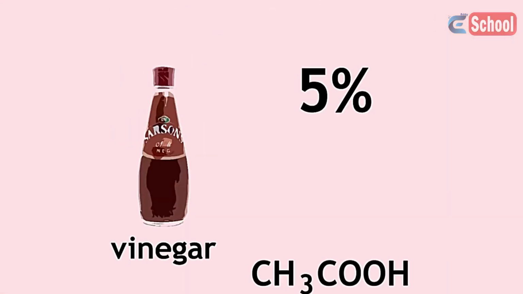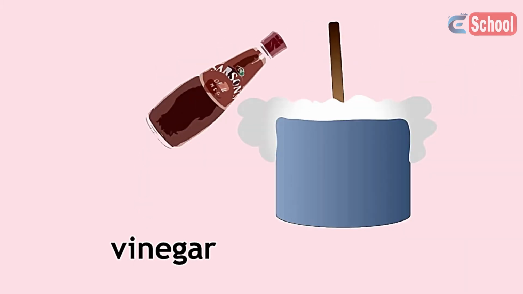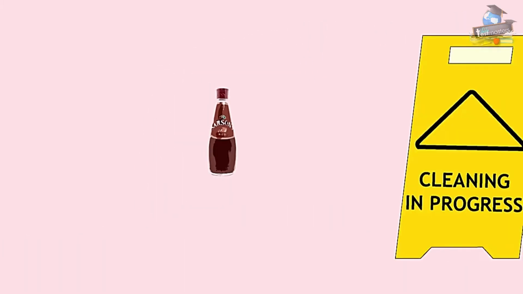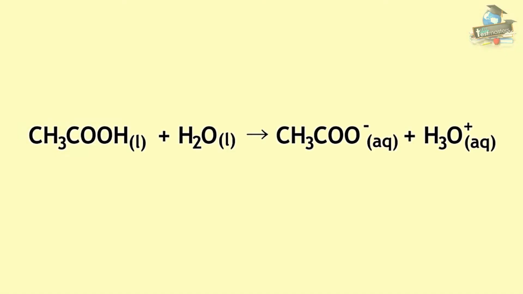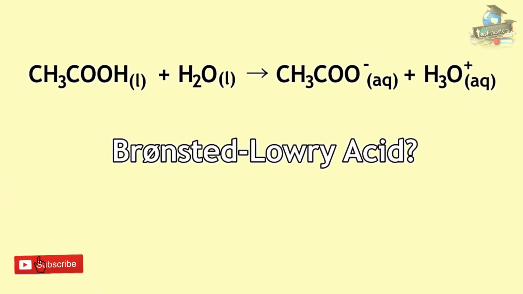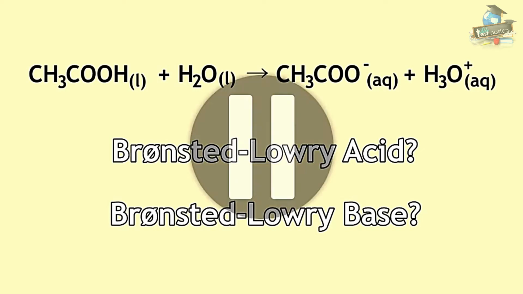Vinegar is a 5% aqueous solution of acetic acid. Vinegar is used in cooking worldwide and is sometimes used as a cleaning agent. From the equation, which describes the behavior of acetic acid in water, could you identify the Bronsted-Lowry acid and the Bronsted-Lowry base? Pause and resume when ready.